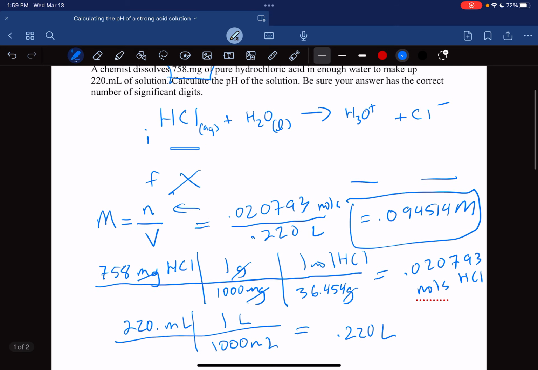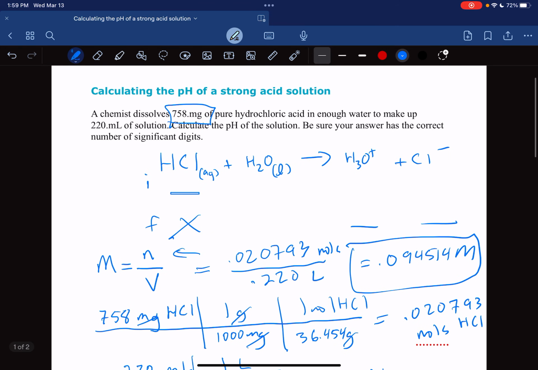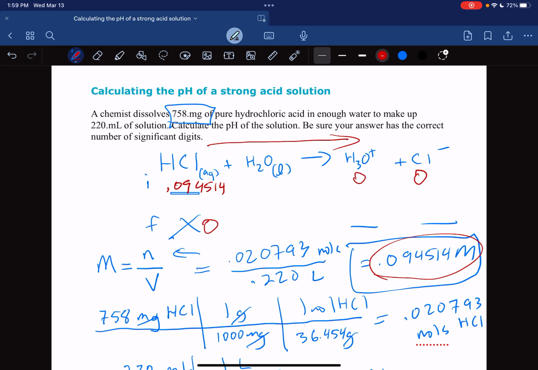Now, here's where this gets really, really great. So if we know what our molarity is for our HCl, that's our initial amount right here. I'm going to do a different color just in case it's getting a little bit crowded or congested. This number right here, I'm going to put as my initial amount, 0.094514. And I know that because it's a strong acid, all of it's going to go to this side. All of it, all of it. So at the end, I'm going to have none of this. Now, initially, I have none of this, and I have none of this. But at the end, I'm going to have this amount completely dissociated.